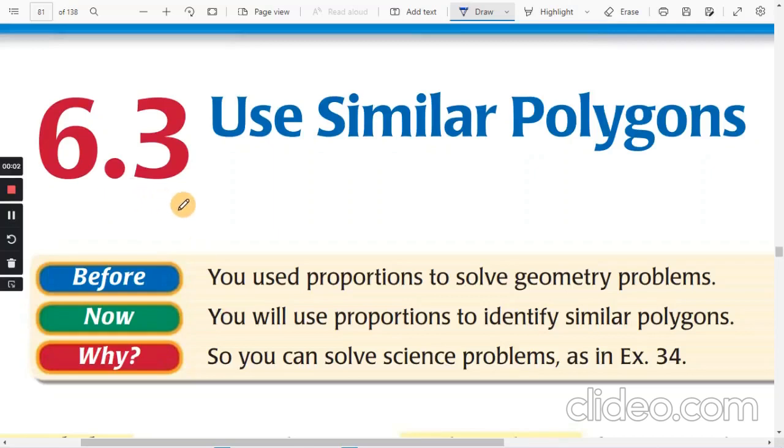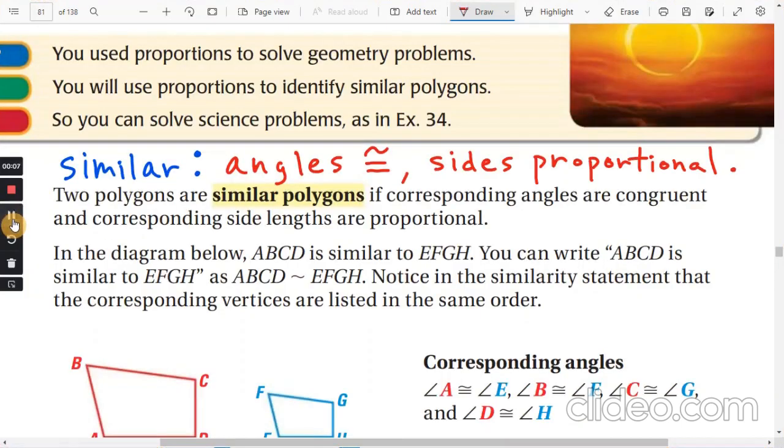Chapter 6.3, use similar polygons. All right, so the definition of similar in the case of polygons, which is anything with more than 3 sides or more, the angles are congruent and the sides are proportional. Okay, so we'll go over that in a minute. So real quick, just looking at their definition, the corresponding angles are congruent and the corresponding side lengths are proportional.